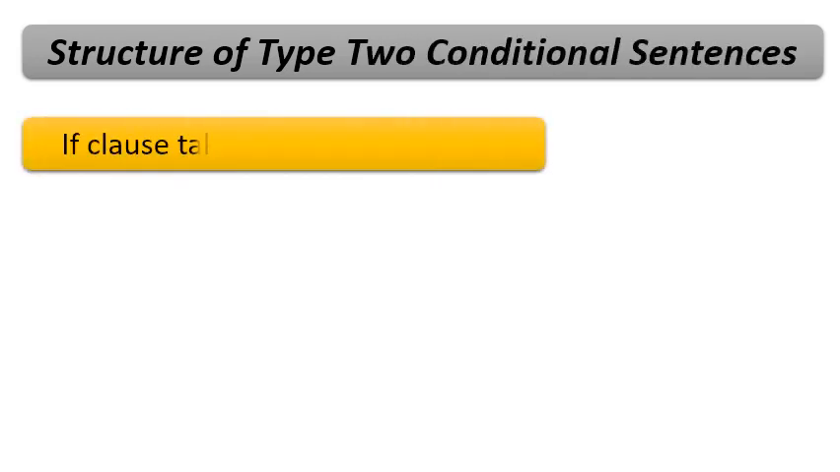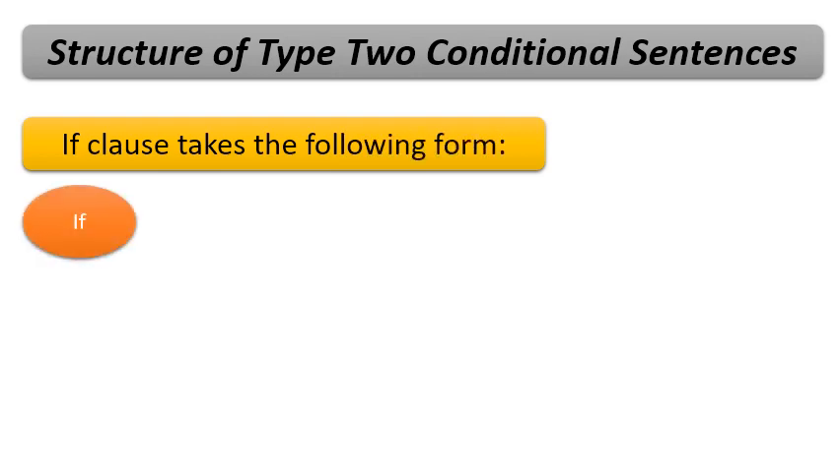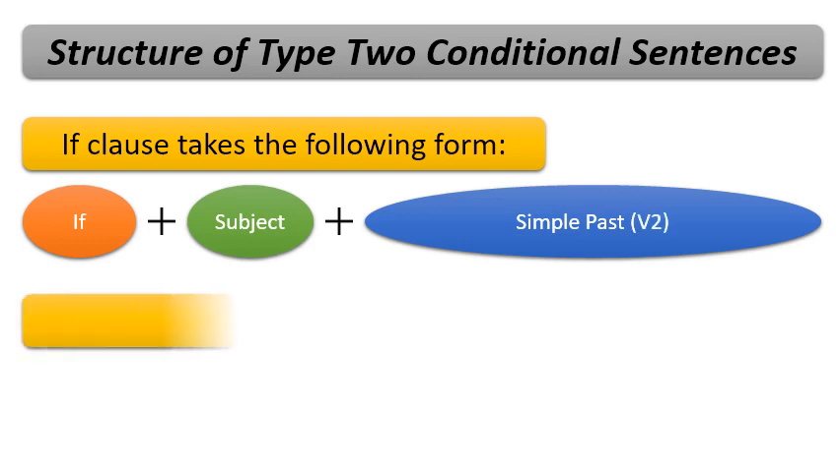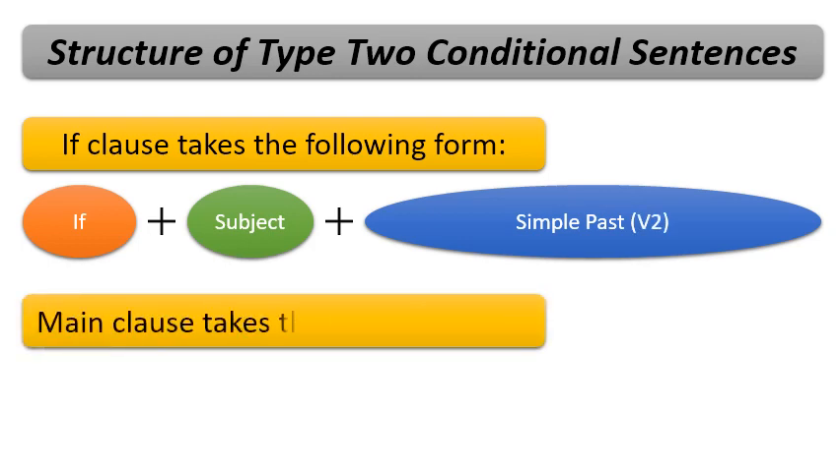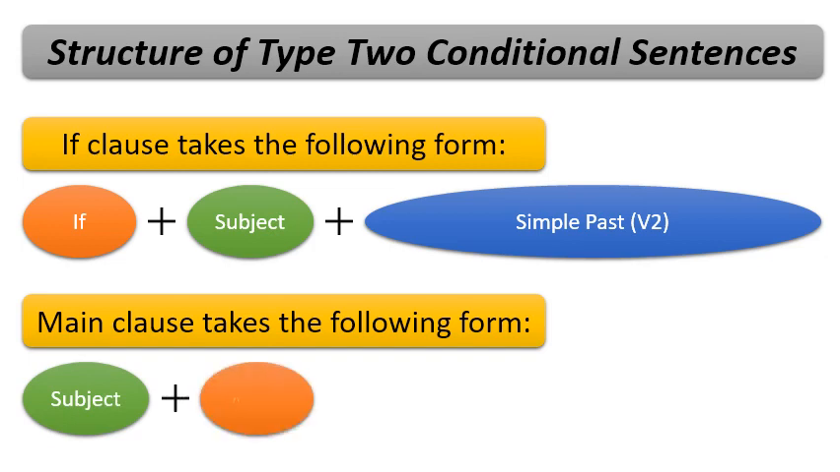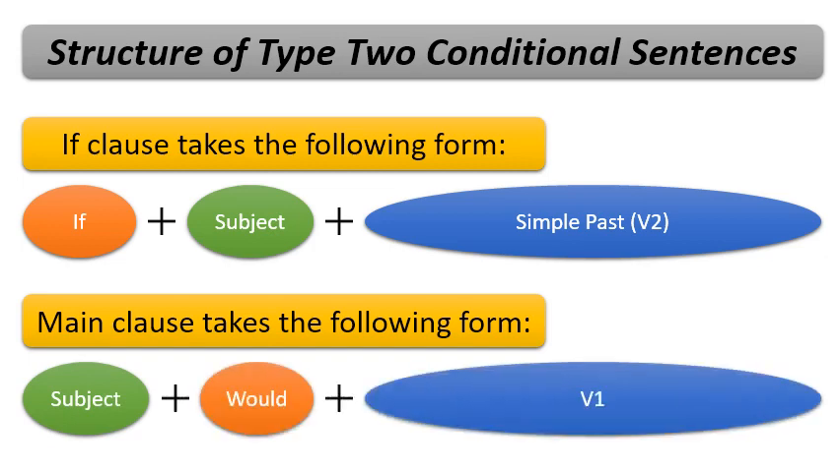Let's see the structure of type 2 conditional sentences. If clause takes the following form: if plus subject plus simple past tense. The identification of simple past tense is subject plus second form of the verb plus object. Main clause takes the following form: subject plus would plus first form of the verb. For example, if you worked hard, you would get a first class. So this was the structure of type 2 conditional sentence.